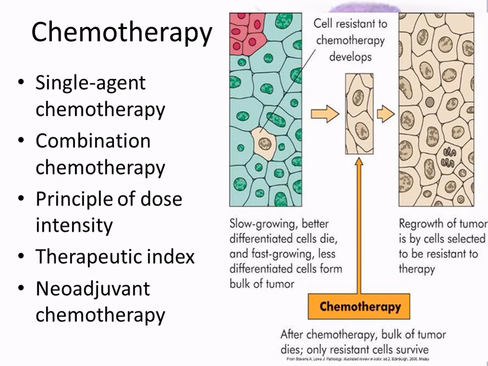So single agent chemotherapeutics, they target one thing. That's it. They're kind of high risk because if you kill that cell off but it already mutated, then that new cancer is going to spread like crazy.